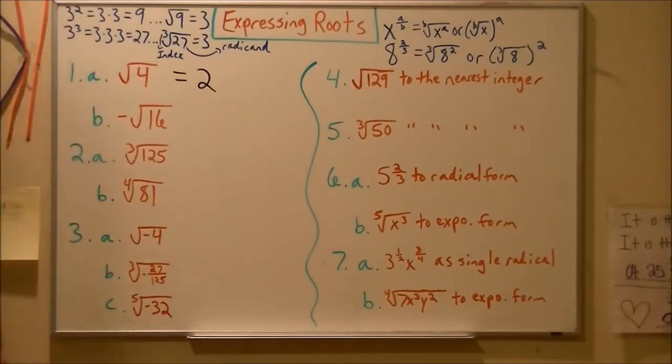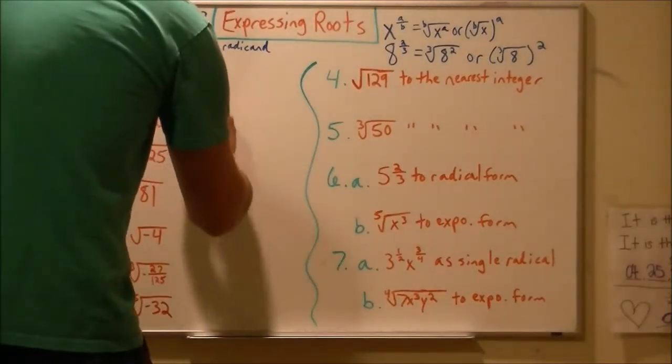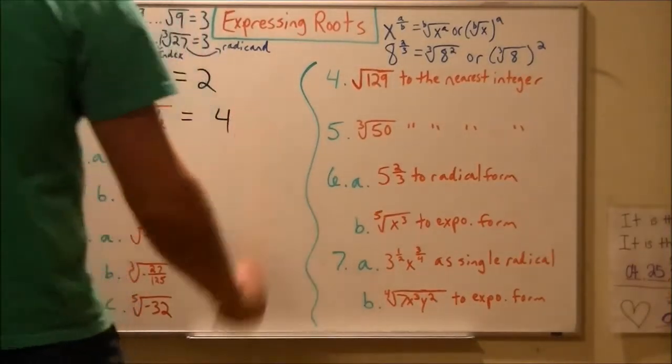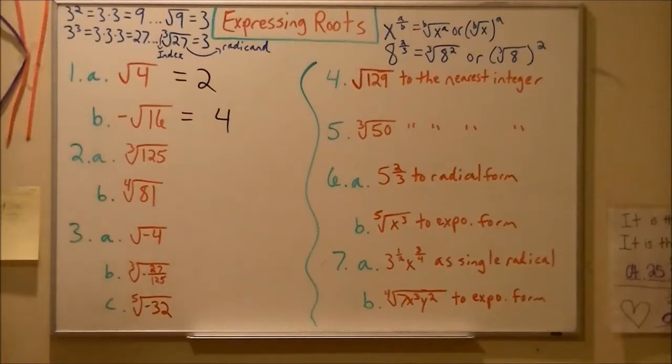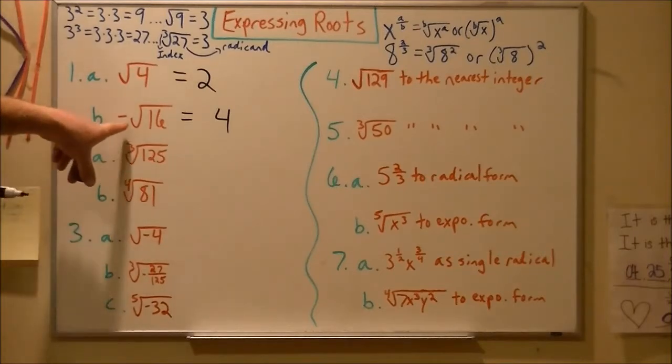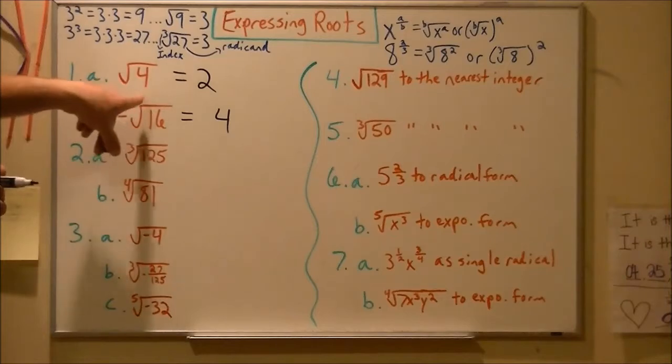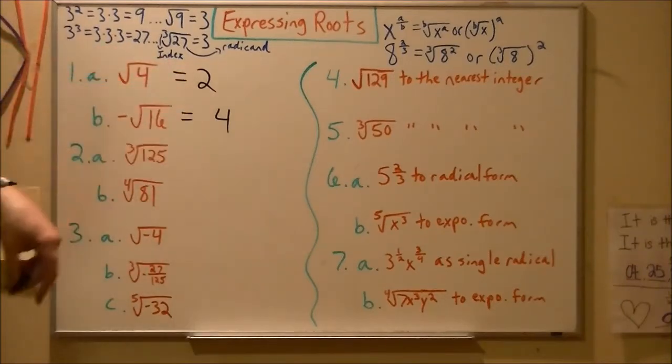What's the square root of 16? What number times itself gets me to 16? That is the number 4. Therefore, the square root of 16 is 4. However, look, this is different. There's a negative symbol to the outside. Once you simplify the inside, you just apply that.